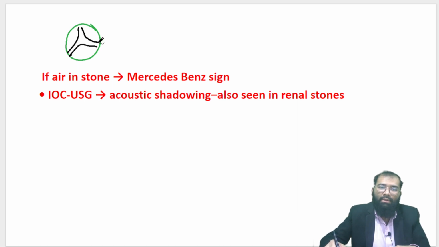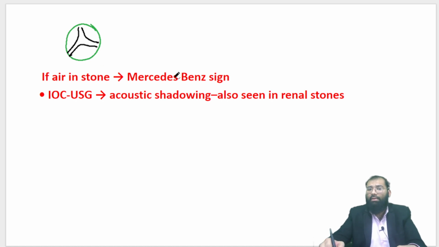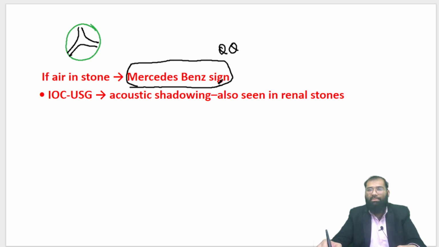Very important. And the trapped air gives a specific sign which is called Mercedes-Benz sign. Very important question. Recently it was asked in NEET. Mercedes-Benz sign is seen in gallstones, and it is due to air which is captured within the calculi. So, now this is a very important question.